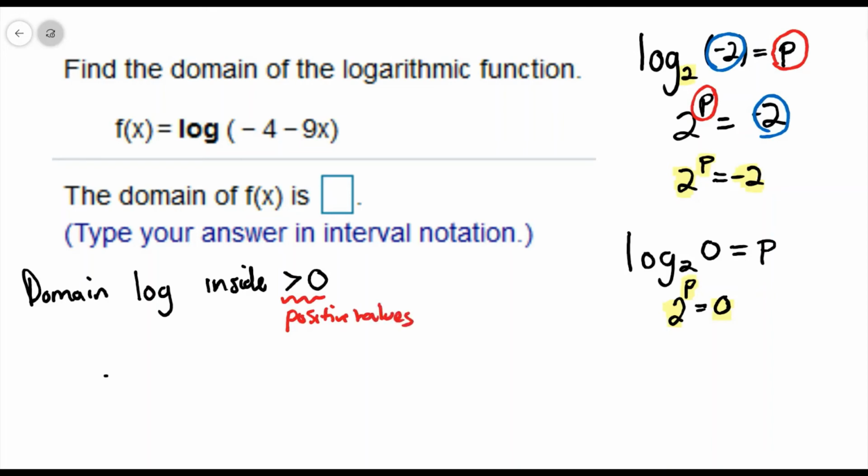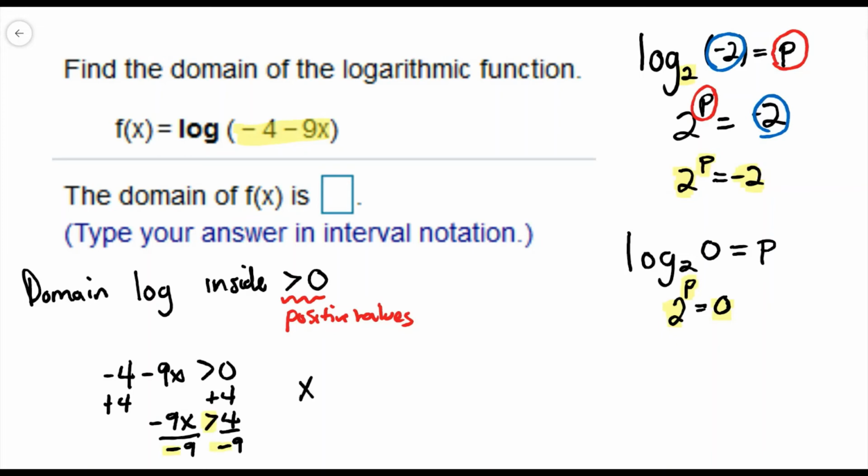So let's take -4 minus 9x. That's the expression inside the log. We want that to be greater than 0, and we're going to solve. Add 4 to both sides. Divide by -9. This is an inequality, and when I divide by a negative with an inequality, I need to reverse the direction of the sign. So that becomes x is less than -4/9.